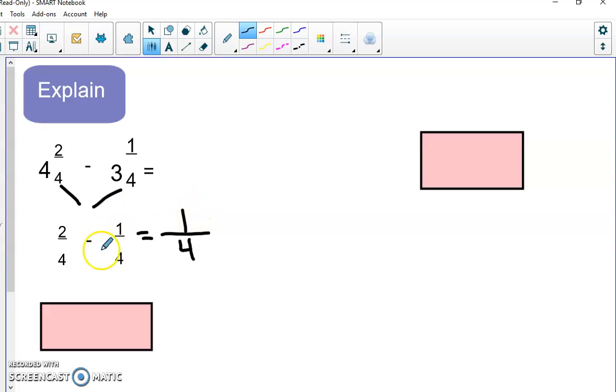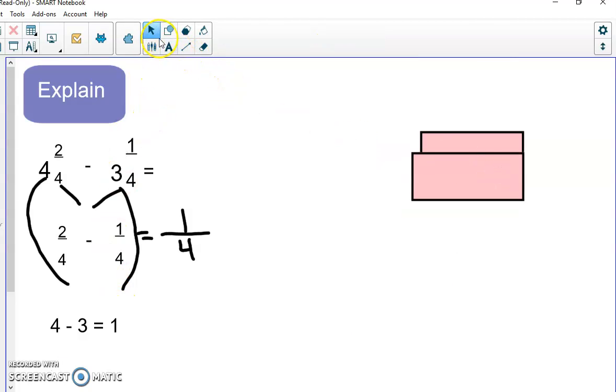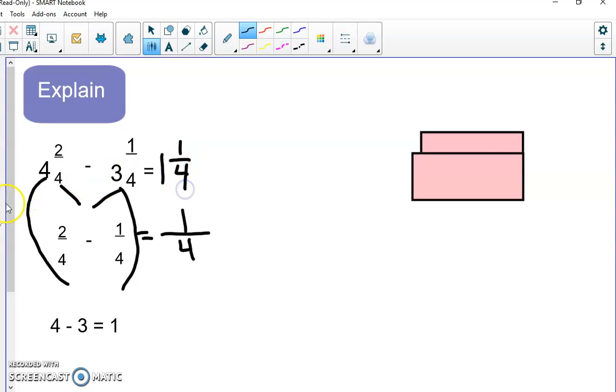After I take away and find my fraction, I need to now take away those whole numbers. So bring down my 4 and bring down my 3 and do 4 take away 3, which equals 1. So now I have to put my answer back together and I'm left with 1 1/4.